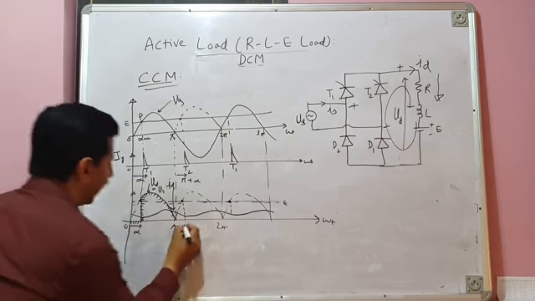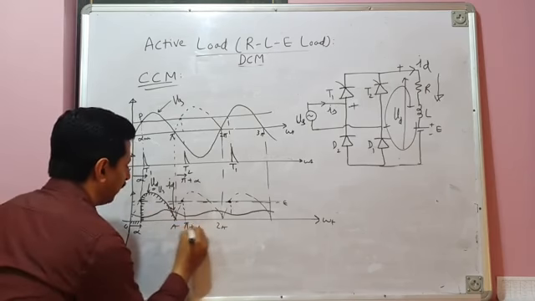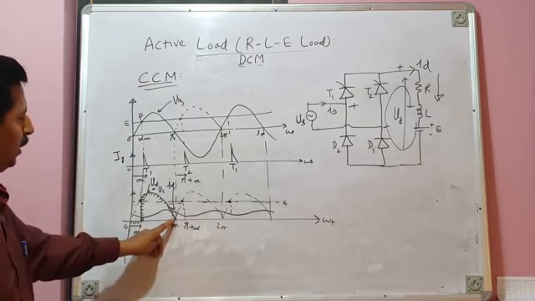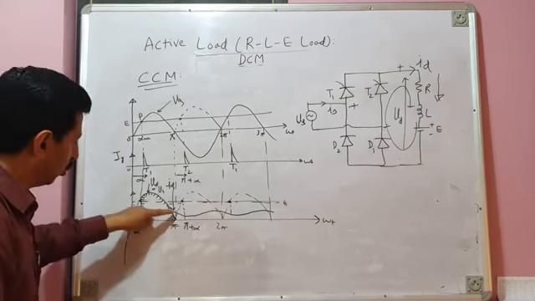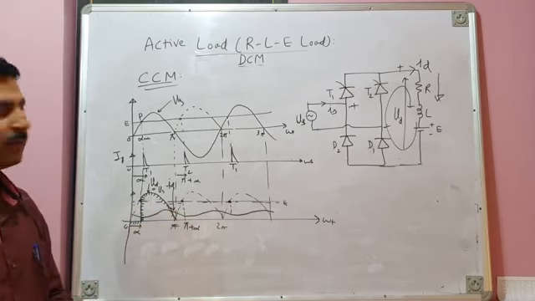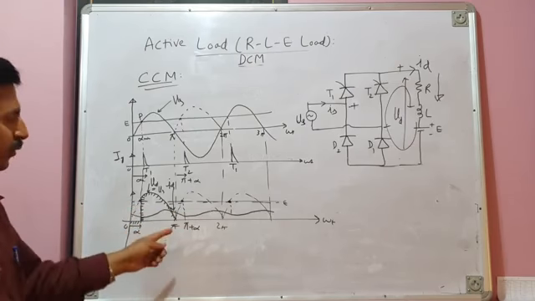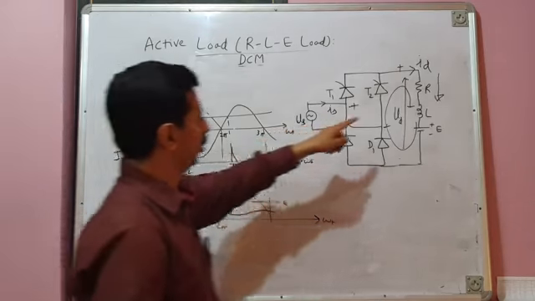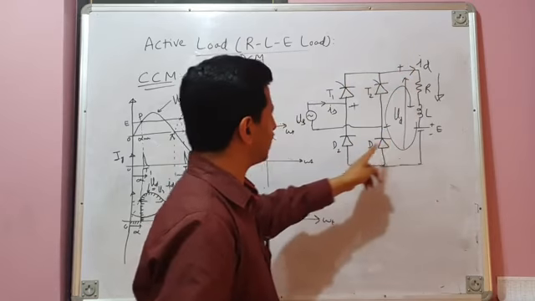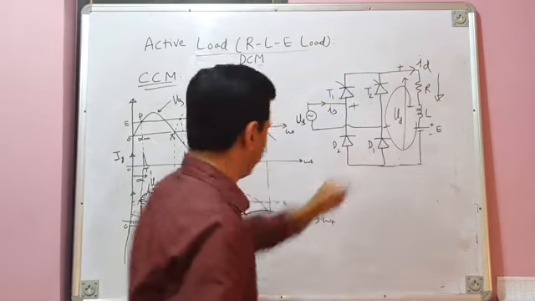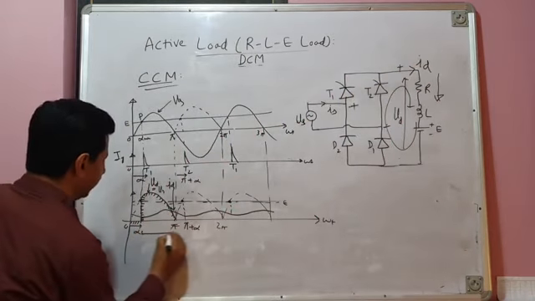Now this is pi, and the next instant of firing is pi plus alpha. So at omega t equal to pi, your source voltage becomes zero, load voltage also becomes zero, but load current is not zero. Load current is still flowing. Now I have already told you, when load current is still flowing, load current will freewheel through T1 and D2. This is the easiest path for current to flow. Okay, so T1 is already conducting.